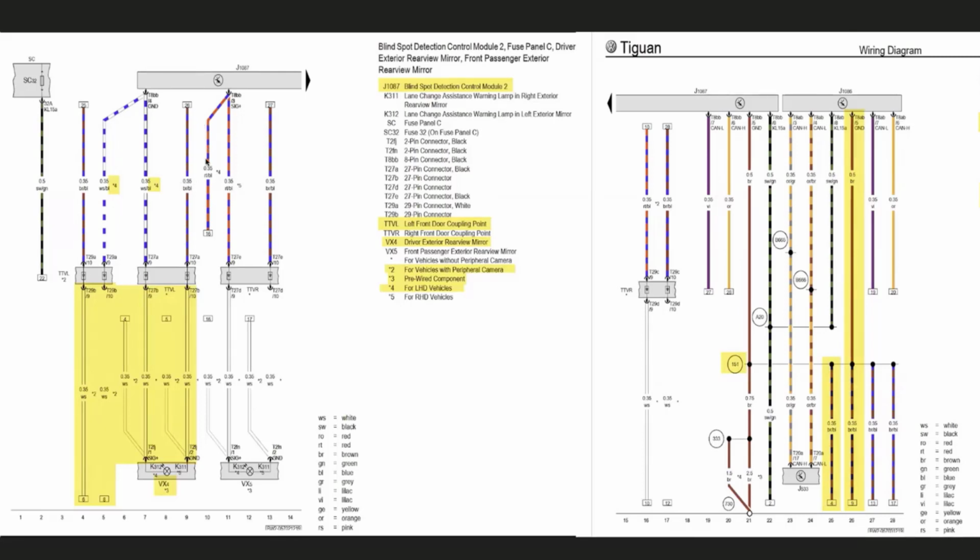I think what is supposed to be here is the brown blue maybe is supposed to be the ground, and maybe the blue white is supposed to be power. Suffice it to say, it needs to have a power and a ground to work, right?